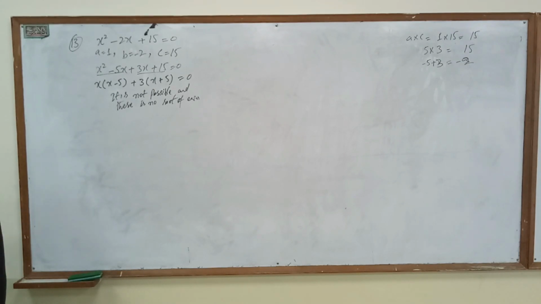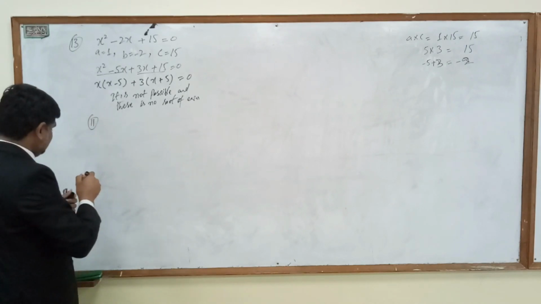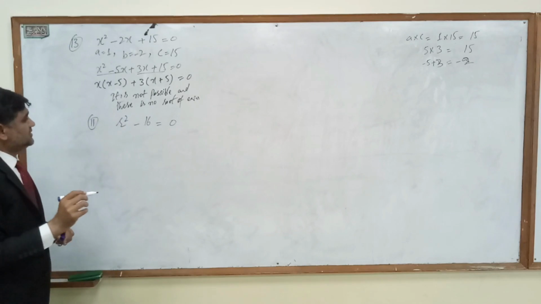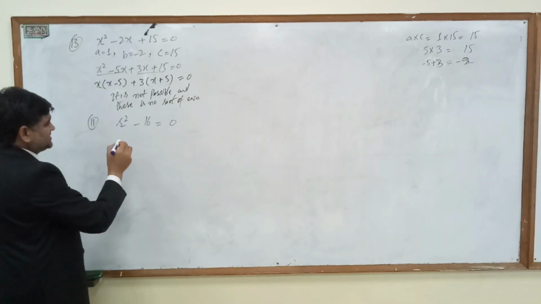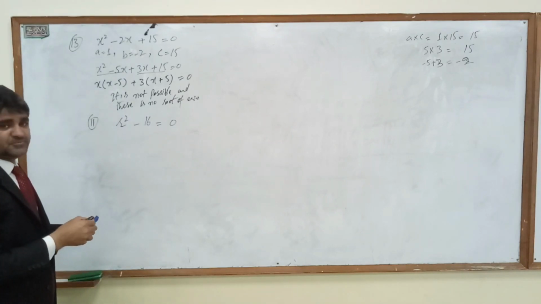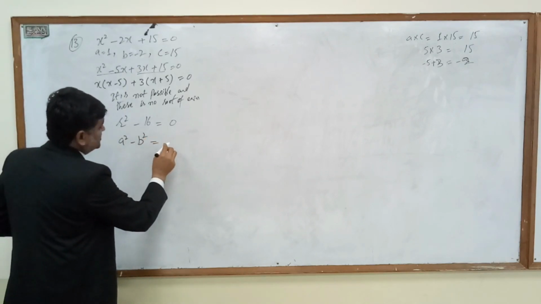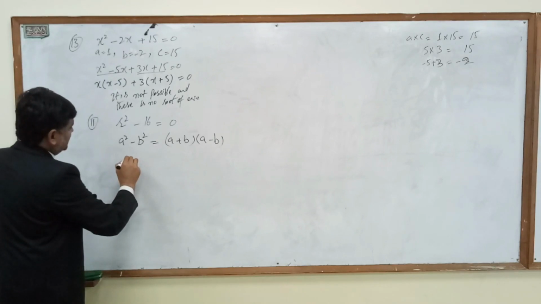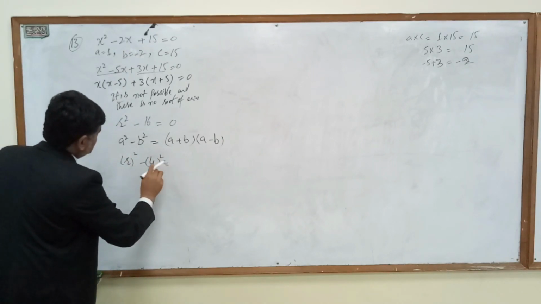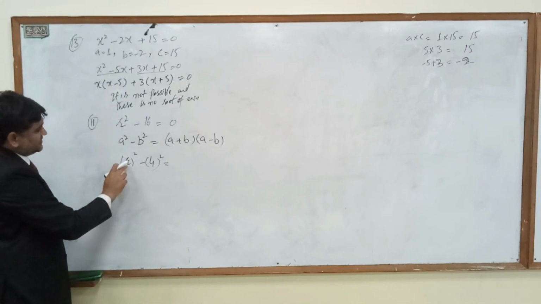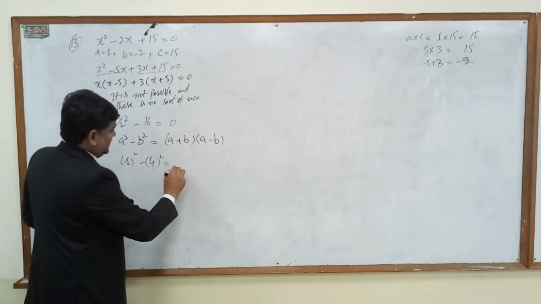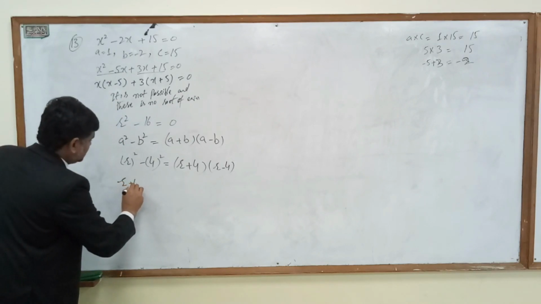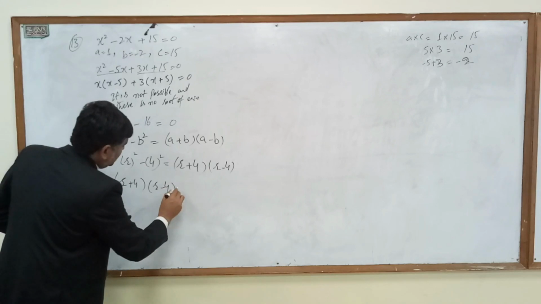If you look at question number 11, what is question number 11? r square minus 16 is equal to 0. As you know, the formula for a square minus b square is a plus b into a minus b. Here it is r square minus 4 square. Instead of a we have r, instead of b we have 4. So we can write r plus 4 into r minus 4 is equal to 0.